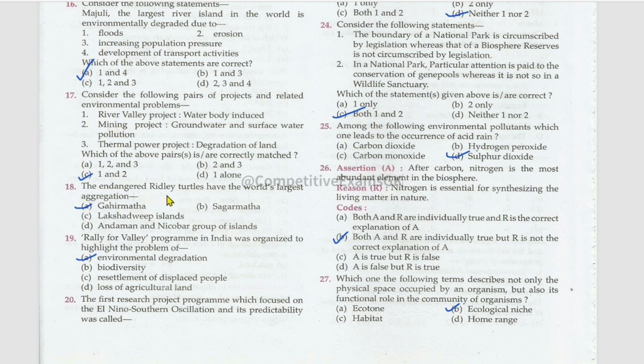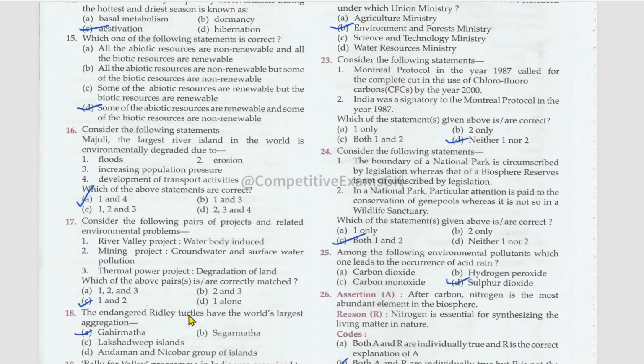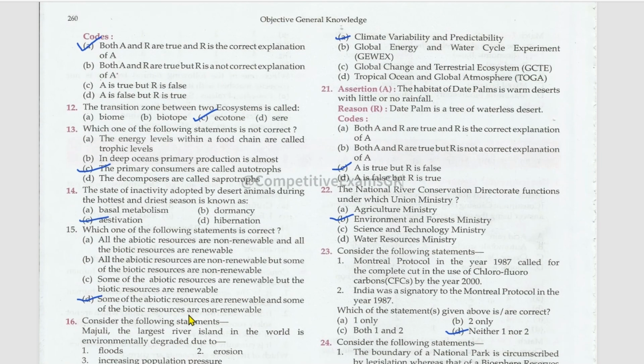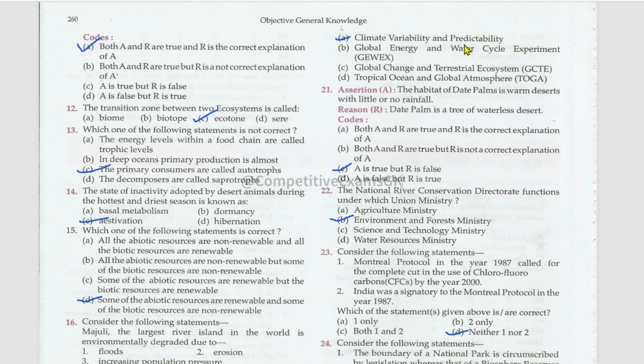The endangered Ridley turtles have the world's largest aggregation at Gahirmatha. The Ralley for Valley program in India was organized to highlight the problem of environmental degradation. The first research program which focused on the El Nino Southern Oscillation and its predictability was called Climate Variability and Predictability. Next, assertion and reason.